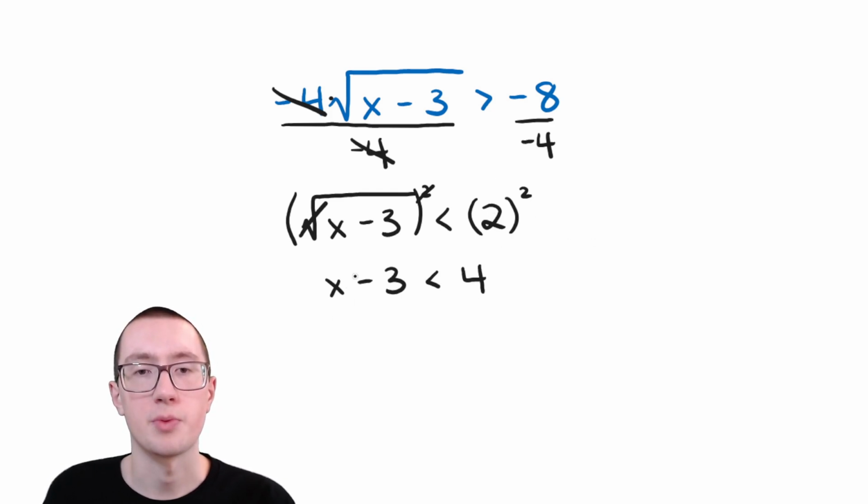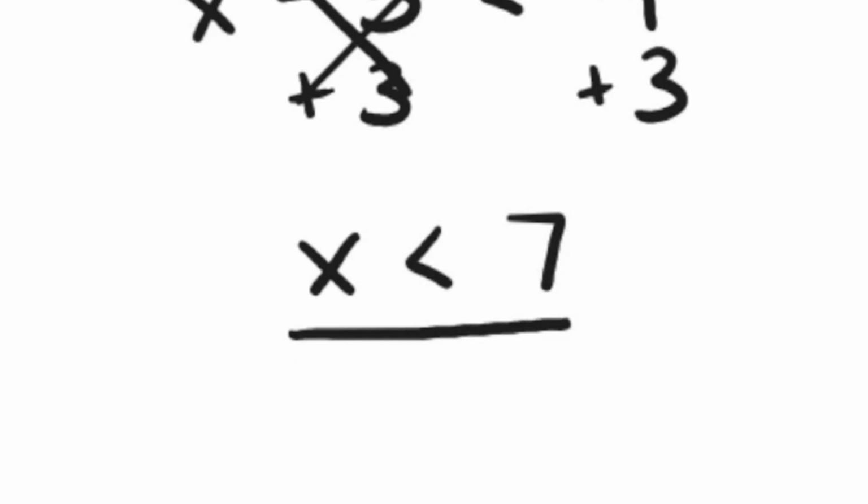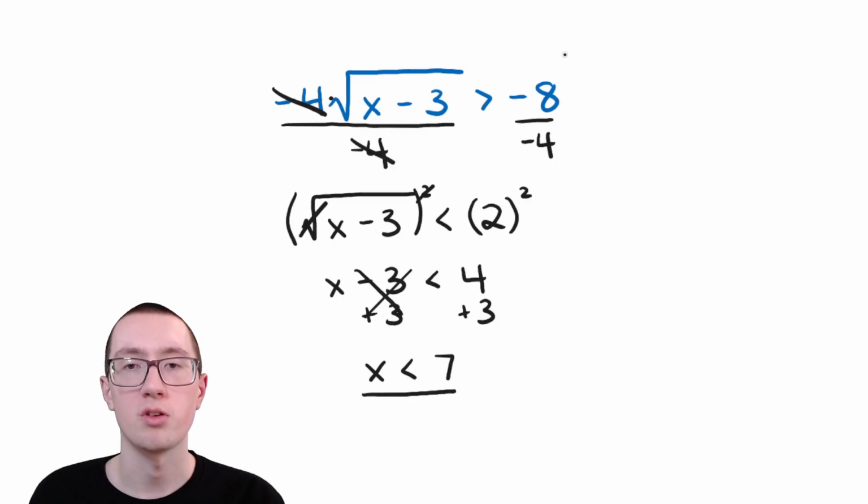So now we can get x by itself by getting rid of this -3. And the opposite of minus is plus. So we'll add 3 to both sides. The -3 and +3 cancel out. And on the left side, we just have x. And on the right side, we have 4 plus 3, which is 7. So x is less than 7. Now this tells us that this inequality is only going to be true for numbers that are less than 7. So if we put something greater than 7, like 8, then this isn't going to be true.